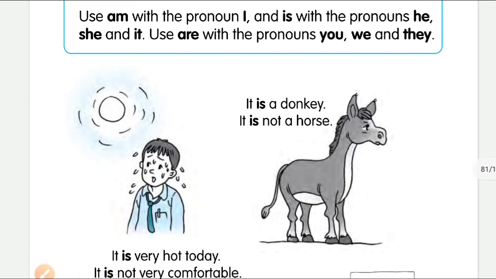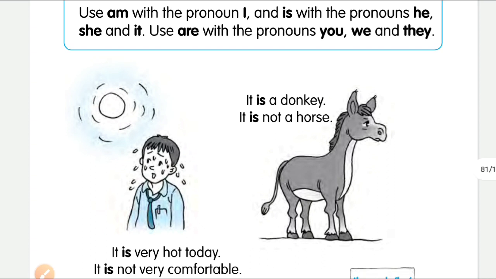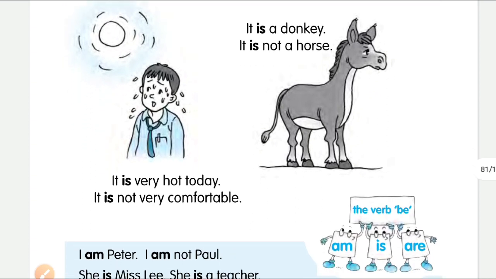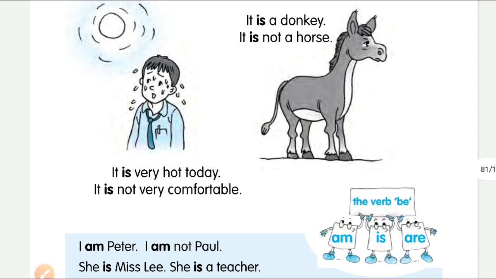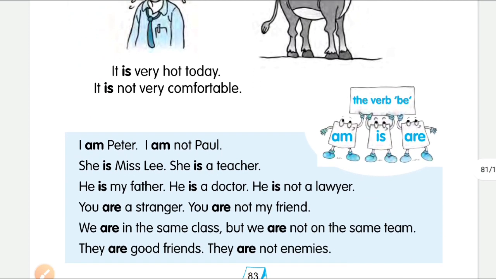It is a donkey. It is a horse. Here is is used as a be verb. It is very hot today. It is not very comfortable. As there is no such action word in the sentence, that's why is is used here. I am Peter. I am not Paul. She is Miss Lee. She is a teacher. He is my father. He is a doctor. He is not a lawyer.